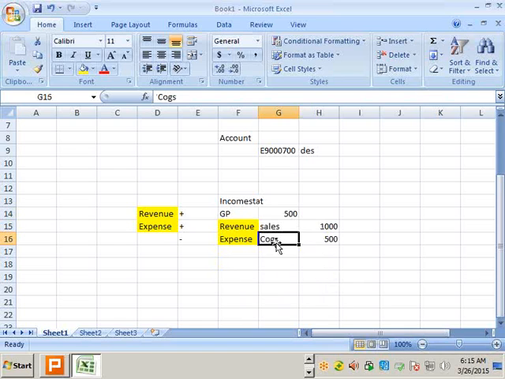So sales is 1000 and cost of goods sold is 500, and you are able to see the values over there. Okay. So here another point is there. When I am giving the gross profit, I can see the amount as 500. If I give my gross profit account type as expense, what would be the value of gross profit? Any idea? Guessing? It would be minus 500.